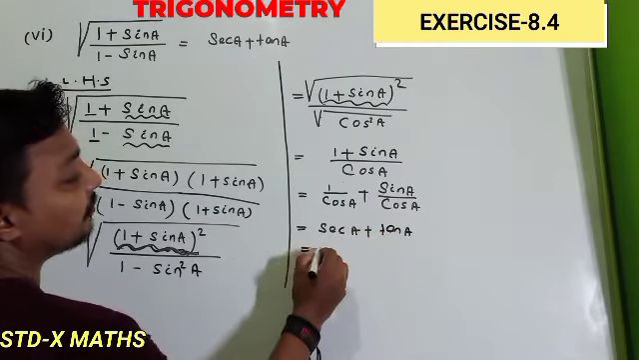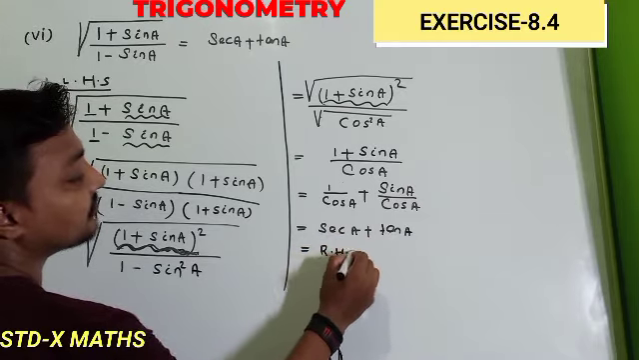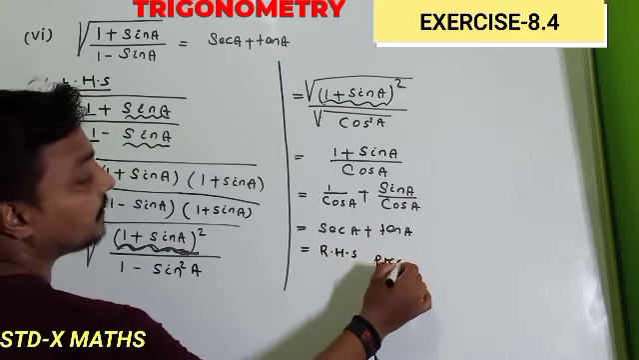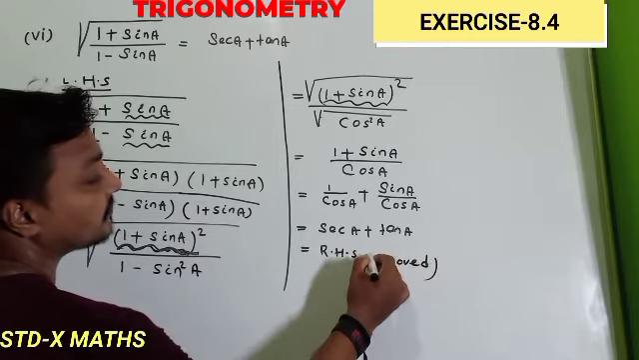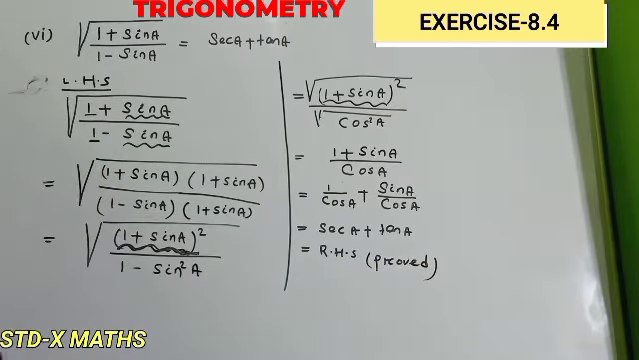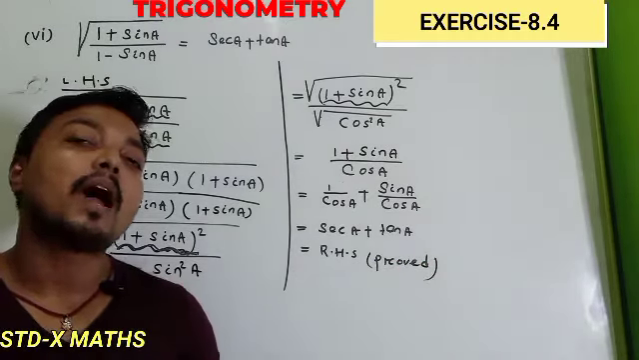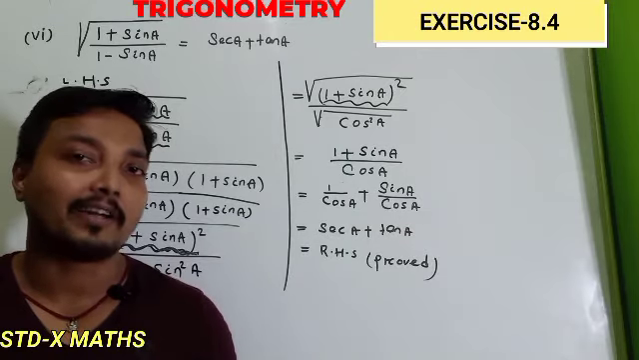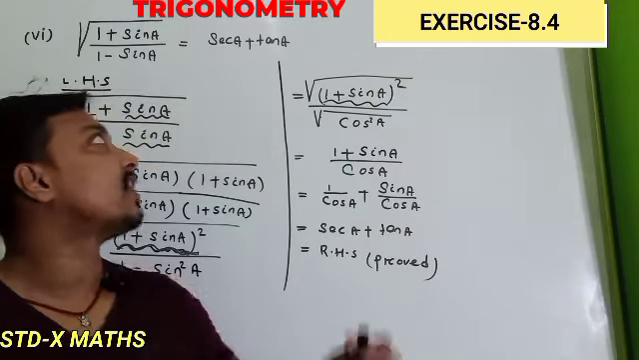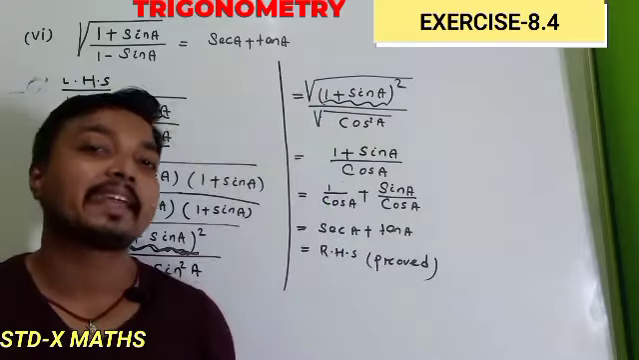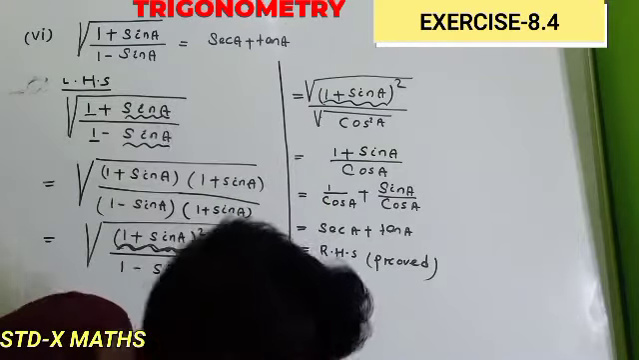It means finally we got our RHS. It means proved. Understood perfectly? Now I am showing you another alternative form of the same question, by solving from the RHS, how we can get the LHS. See everyone.